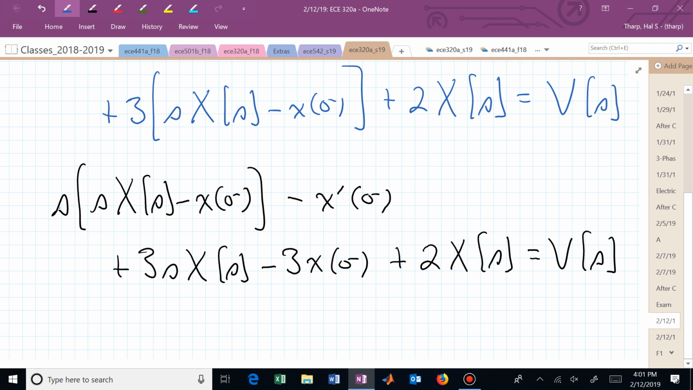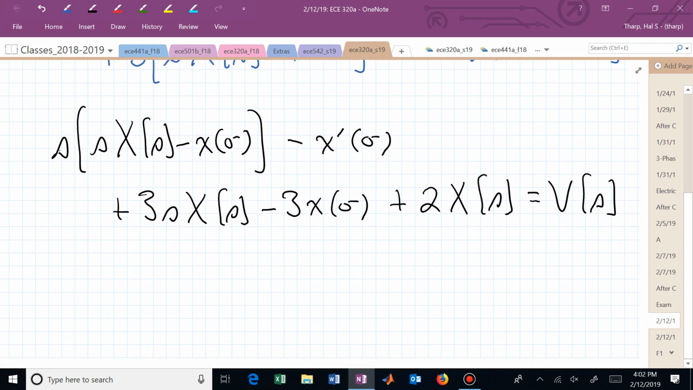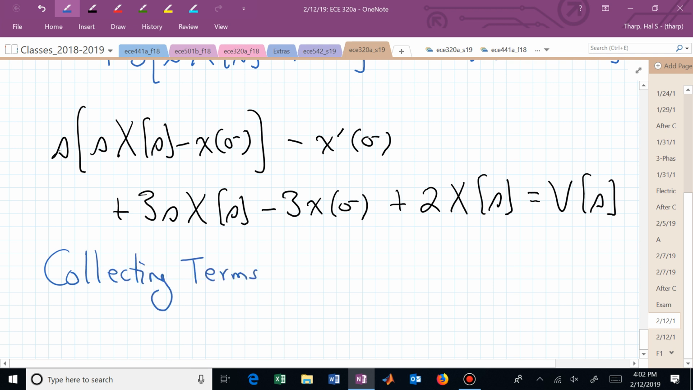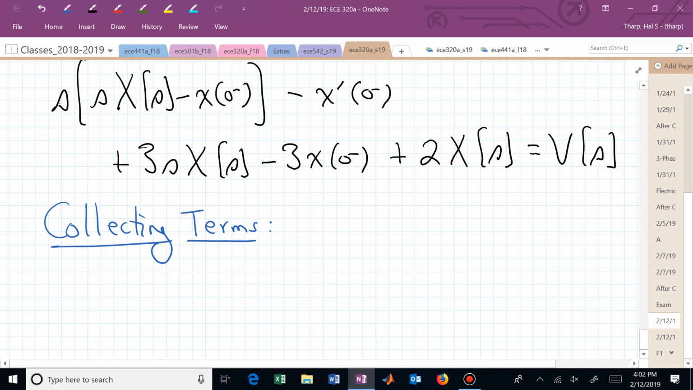And here we had a second derivative, and you can see that we have the initial condition on the original waveform and an initial condition on the first derivative of that waveform. Here we now say, oh, if we're collecting terms, we now can collect, we have an s squared that weights capital X, we have a 3s that weights capital X, and we have a 2.